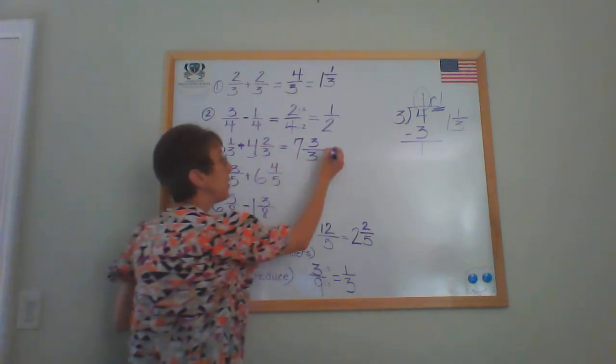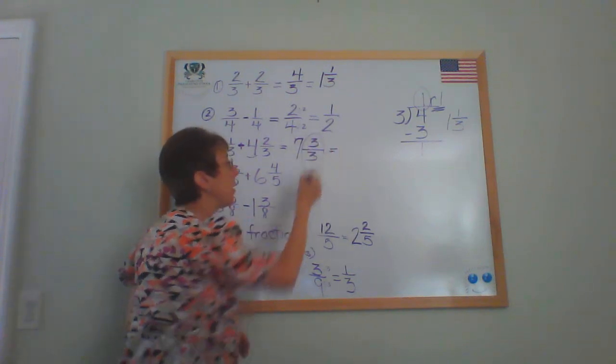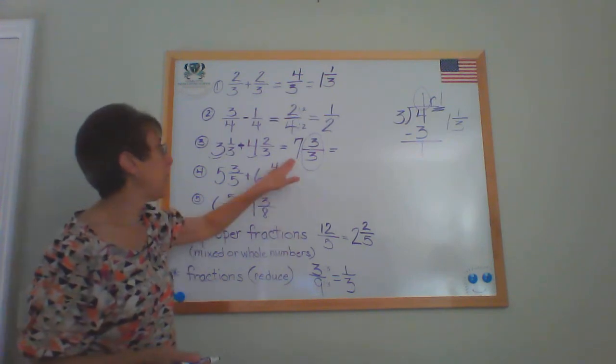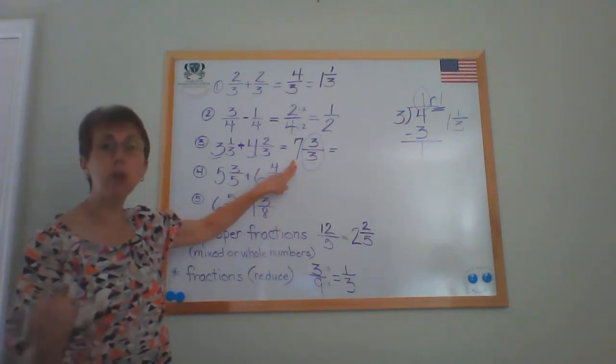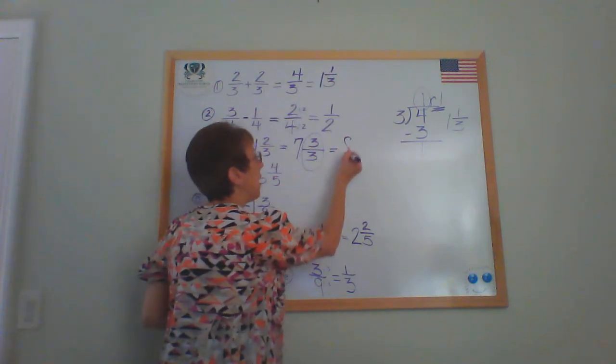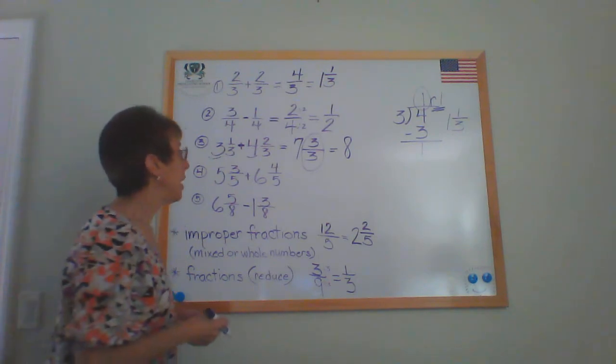What you have to notice is that we can't leave it that way. Why? Because 3/3 is a fraction name for 1. So now we have to say I have 7 whole plus 1 more means I have 8. So 7 3/3 is equal to 8.